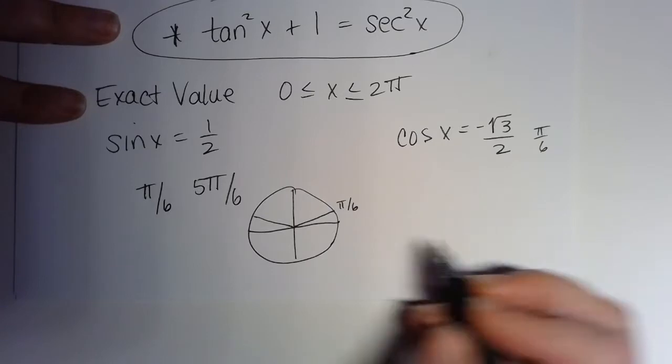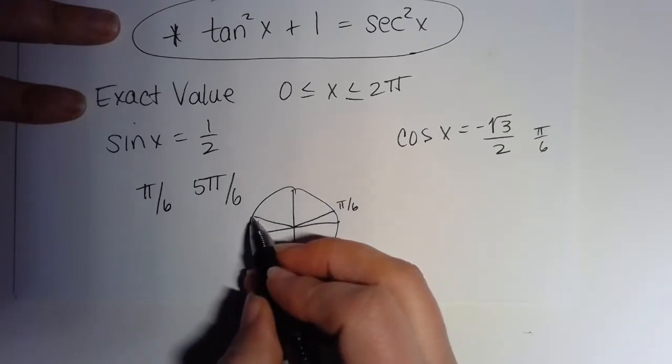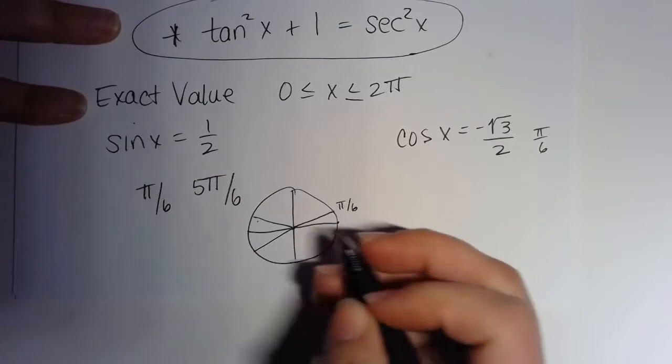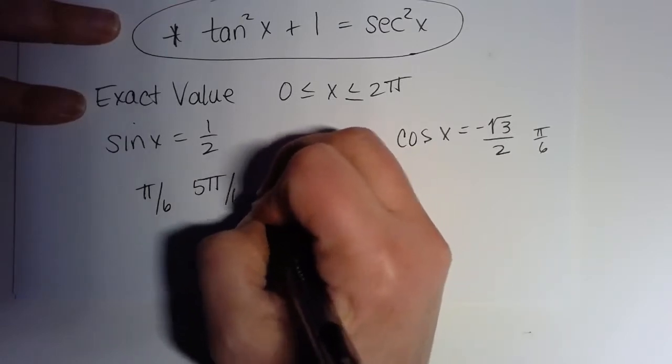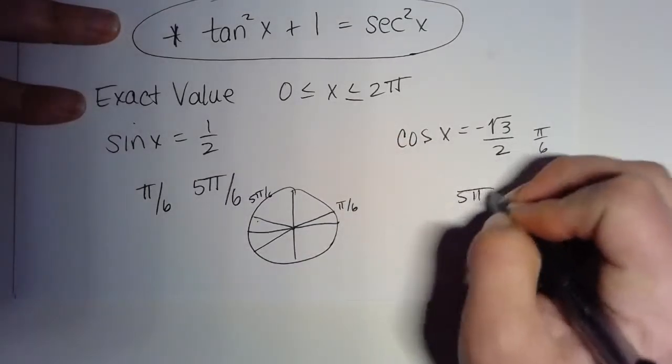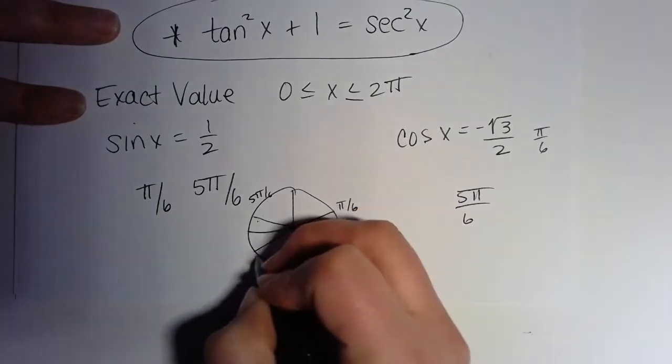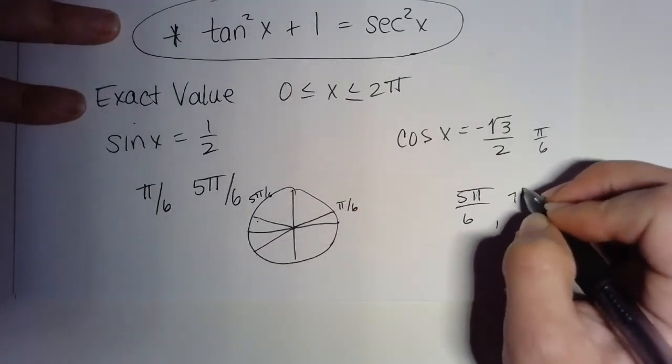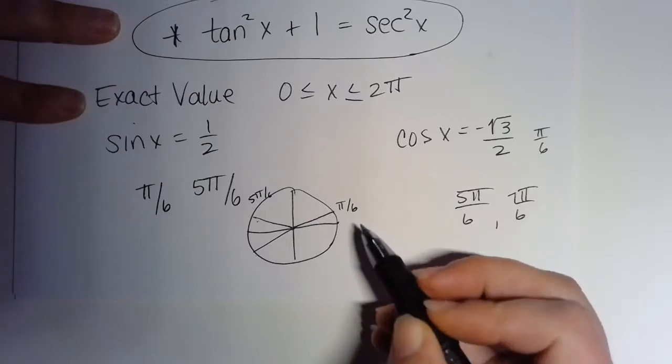So cosine is negative over here, right, and down here. So this one is 5 pi over 6, and this one down here is 7 pi over 6. If you can't remember, just count around them, right?